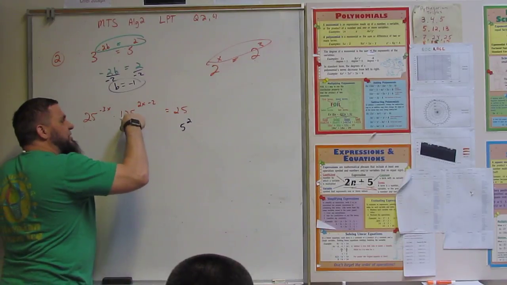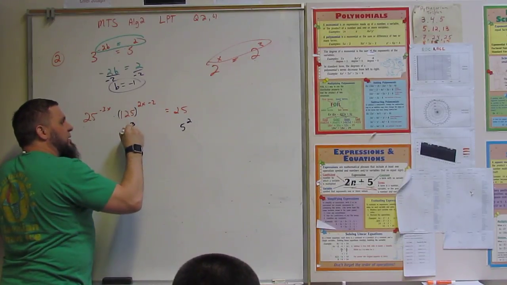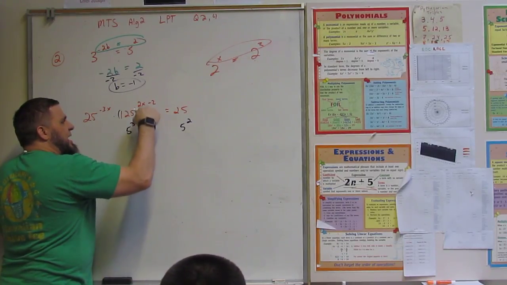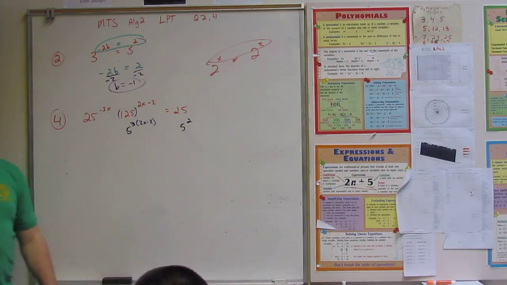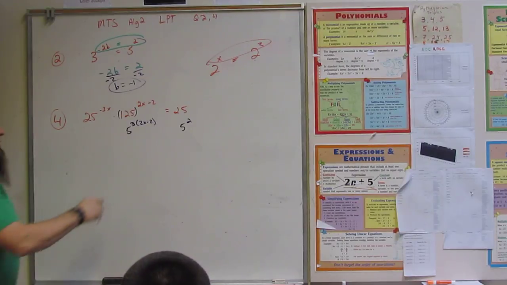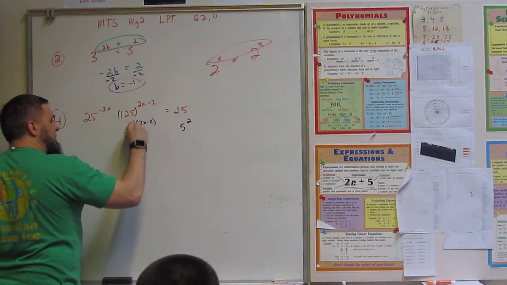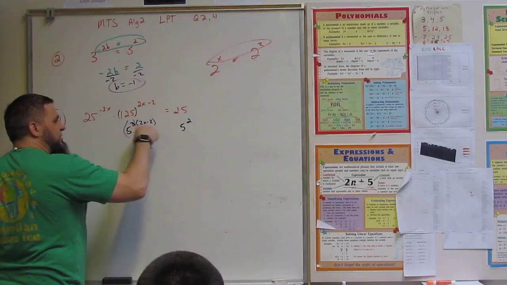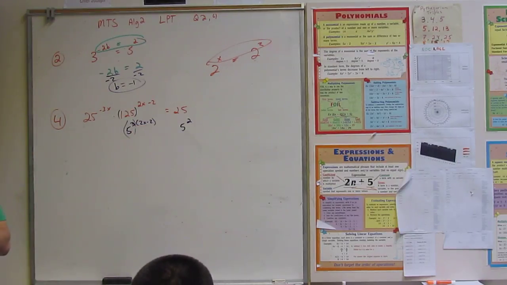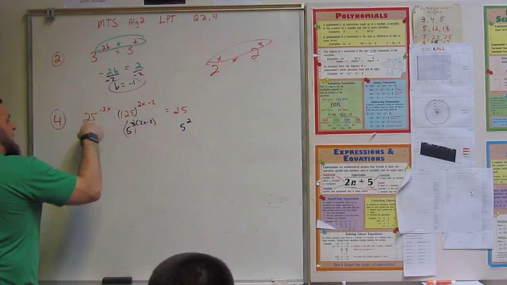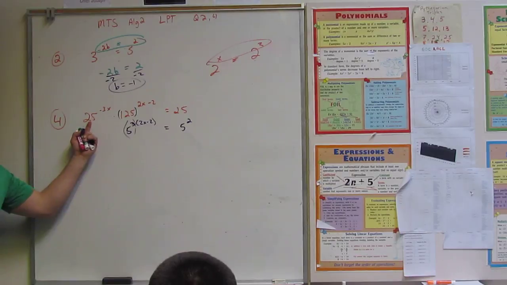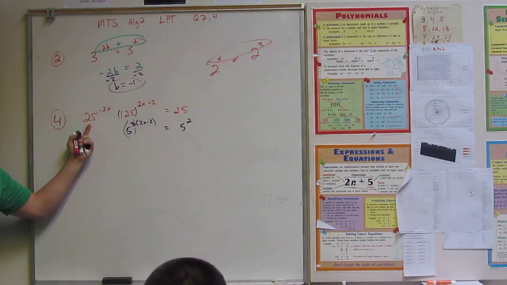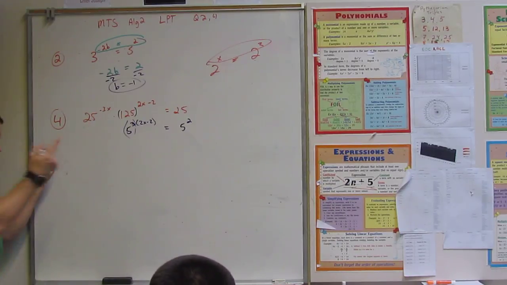Now, remember, this is just this piece right there, right? So it also is times 2x minus 2. Okay? So these two multiply. See that? Okay? Now, how can I make this into a 5? How do I make 25 into a 5? 5 squared.